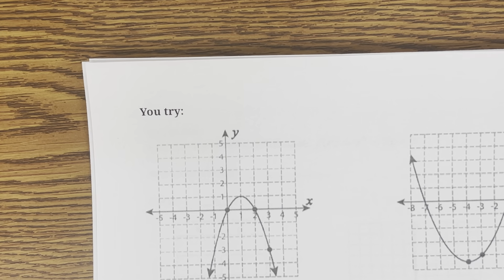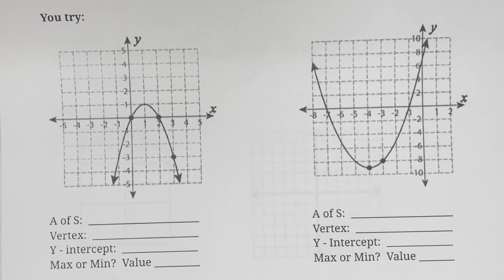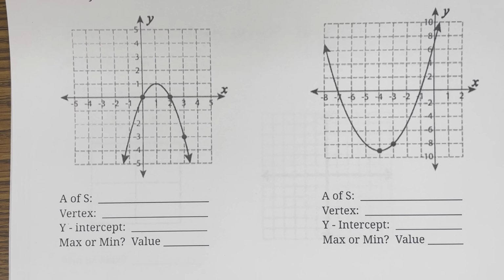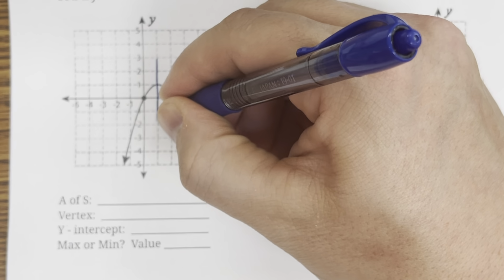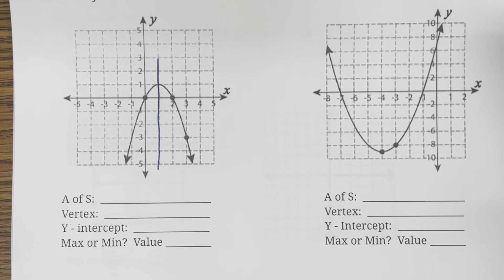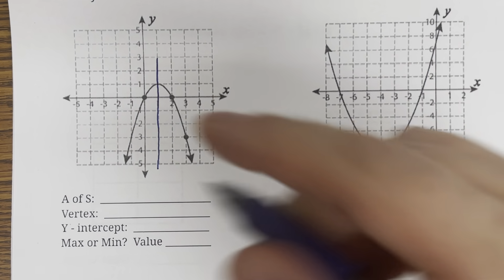All right, moving on to our next one, and I would like you to give these two a try. So go ahead and push pause and then see what you get. All right, hopefully you had some success here. Axis of symmetry comes down right there. Again, it's at x equals 1. They're all not going to be at x equals 1.